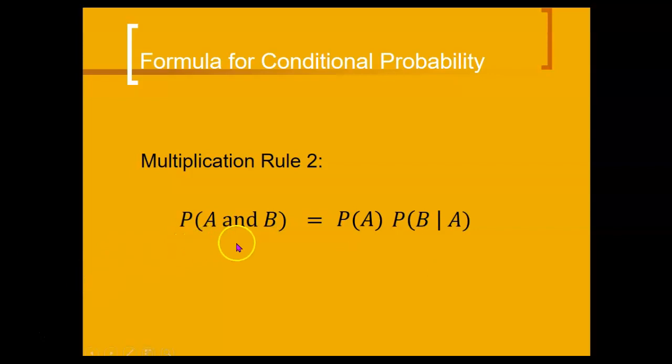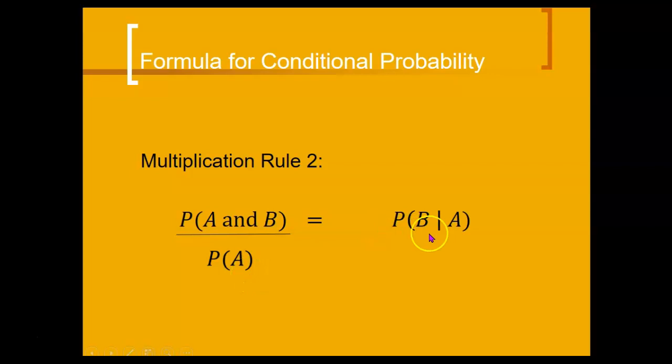Now remember, this is what multiplication rule 2 looked like. The probability of A and B equals the probability of A times the probability of B given A. Now, if I use my powers of algebra to take that equation and divide both sides by the probability of A, that rearranges it so that it says the probability of B given A equals the probability of A and B divided by the probability of A.